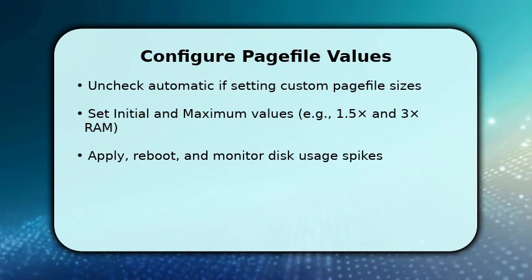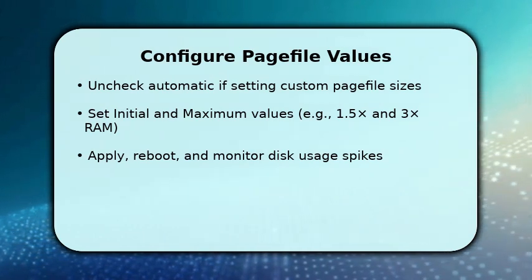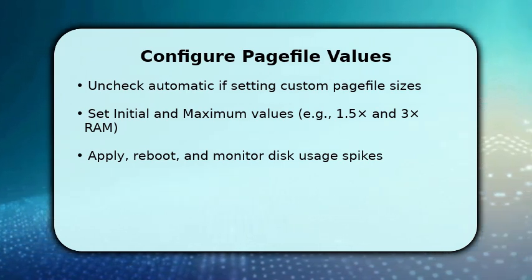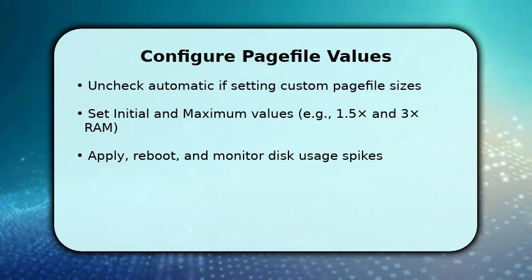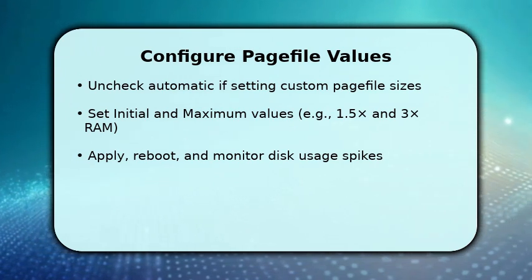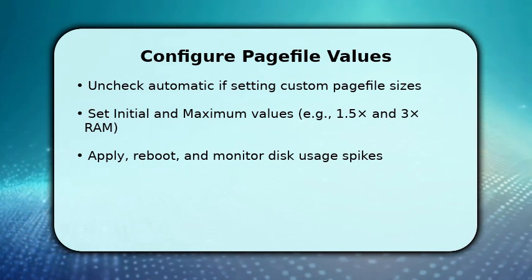Now you configure the page file values. If you chose Custom, uncheck Automatically Manage Paging File Size for all drives. Pick the drive, preferably an SSD for speed, and enter an initial size and maximum size. A common guideline is 5 times RAM for initial and up to 3 times for maximum, but tailor to available disk space. Click Set, then OK.